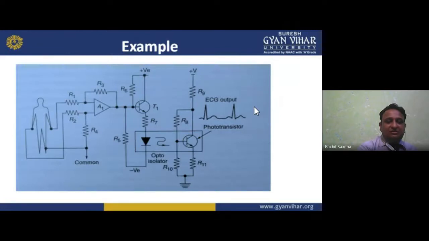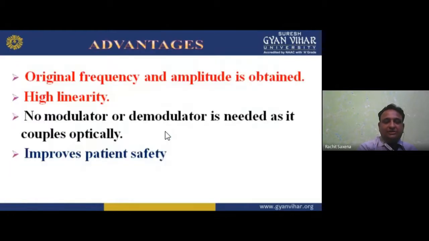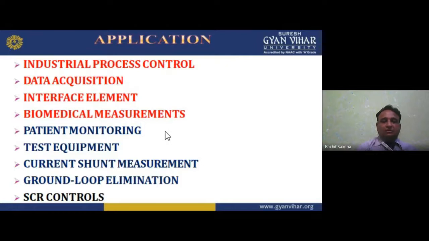Okay? Like this. This is the medical example. Okay. So here we are using it like this. So I hope you understand this thing. Current shunt measurement is also there. Ground loop elimination is there. SCR controls we have. Okay. So we have these things.